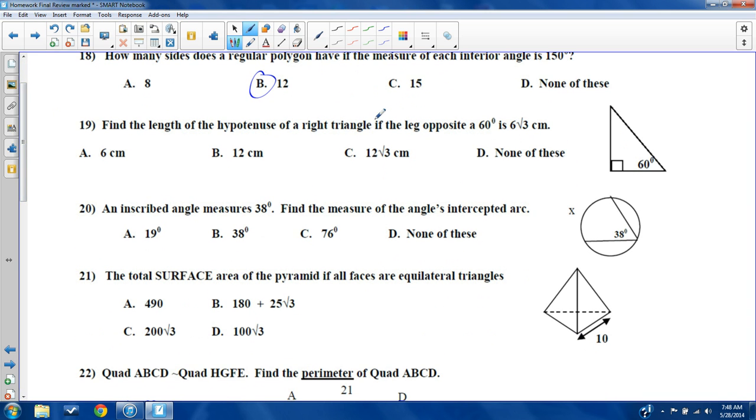19, find the length of the hypotenuse of a right triangle if the leg opposite 60 is 6 root 3. So this is 6 root 3 again in a 30, 60, 90. It's x, x root 3, and 2x. If this is 6 root 3, opposite 30 is 6. 6 times 2 is 12. So the hypotenuse is 12.